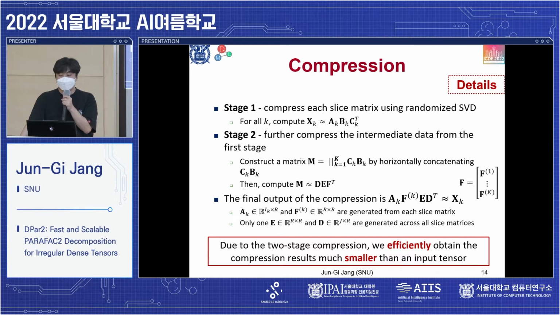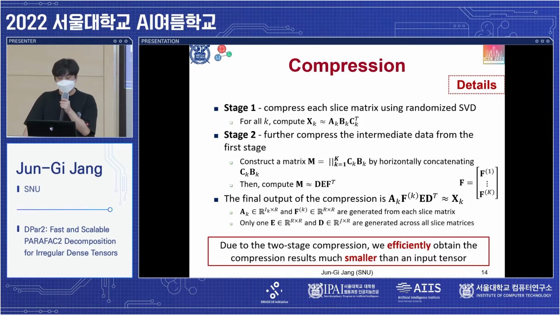This slide describes the details of the compression step of DPar2. In the first stage, each slice matrix is decomposed into Ak, Bk, Ck transpose using randomized SVD. In the second stage, we construct a matrix M by horizontally concatenating Ck Bk that are obtained at the first stage. Then we decompose the matrix M into D E F transpose using randomized SVD. Finally, we can express the relation between the final output of the decomposition and a slice matrix.